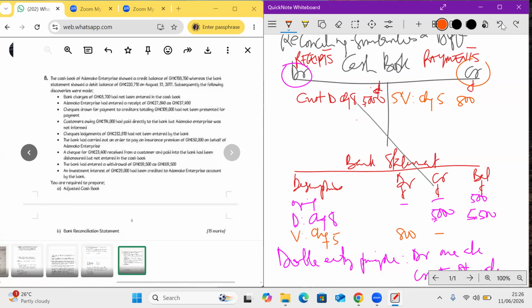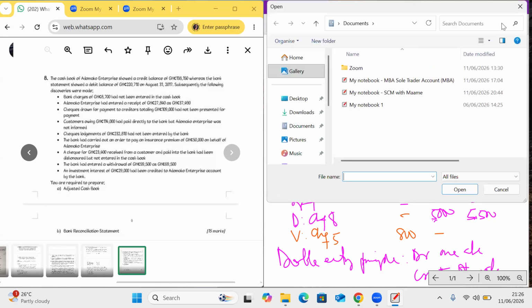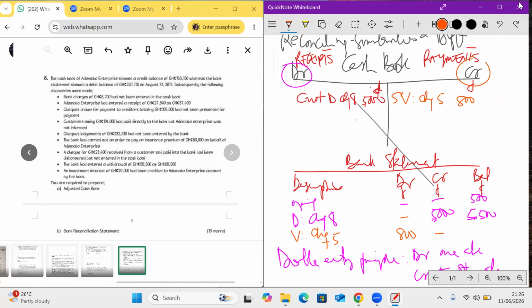When the bank debits the account with 800, will it increase or decrease the balance? When it credits, it will increase. When it is debit, it will decrease. So it will be 5,500 minus 800, which will be 4,300. Are you getting it?